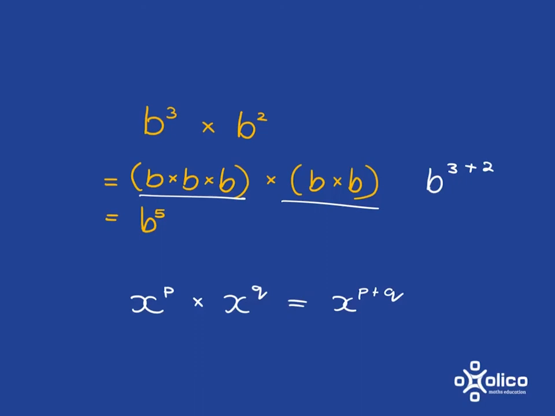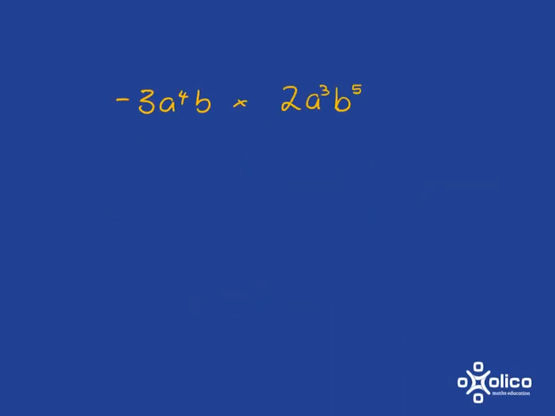And again, easy to picture. This is p x's all multiplied together. This is q x's all multiplied together. So in total, we've got p plus q x's multiplied together. Let's have a look at how we'd apply this in an example.